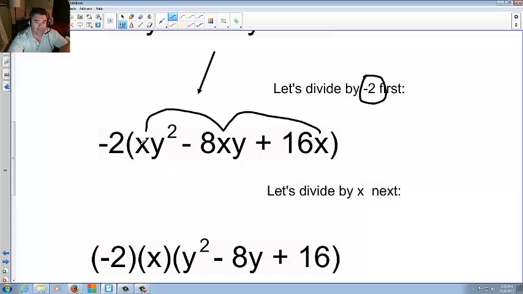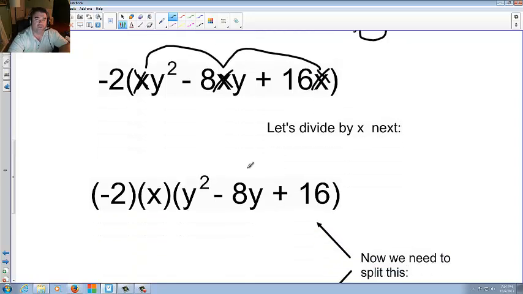Okay, well I'll pull out an x now. So instead of xy squared, this goes away, just makes y squared. This goes away, just leaving negative 8y. This goes away, just leaving 16. So I'm at my next step. So I pull out a negative 2 and I pull out an x. Now can I split this even further?